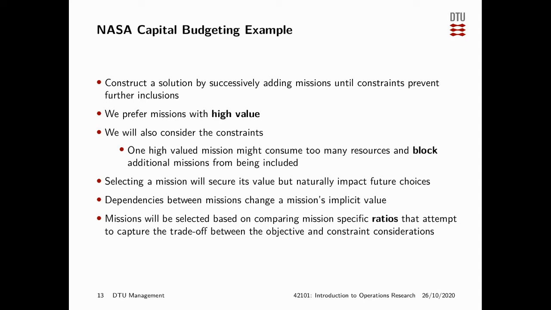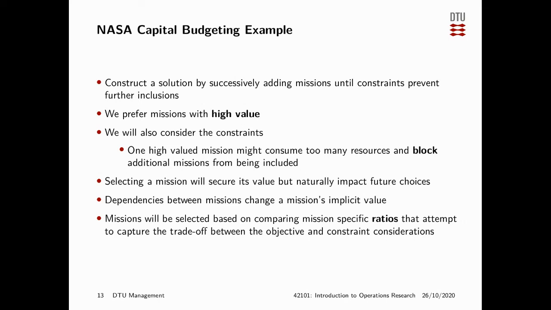Selecting a mission at a given iteration is going to secure its value, but it will naturally impact our future choices. It's going to use some of the available resources and therefore limit future choices. We're going to try and incorporate the dependencies in a mission's implicit value. So we want to be able to prioritize missions that enable other missions.